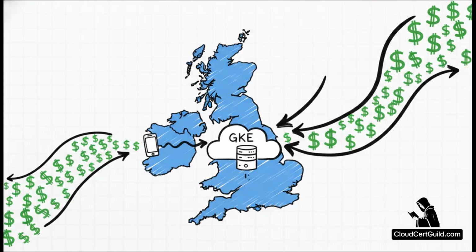We have a GKE cluster running a mobile game. Now, the players are all over the world, but the application itself is hosted in a single region. We'll say the UK. The problem is that data egress, data leaving the network, is costing a fortune. Our goal is to find the single most effective change we can make to slash that cost.